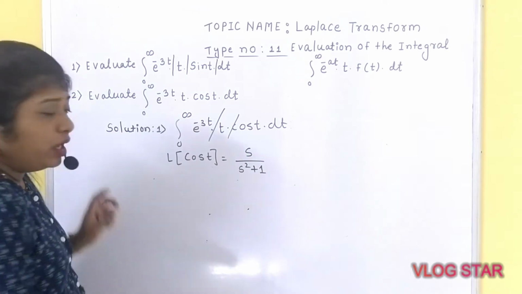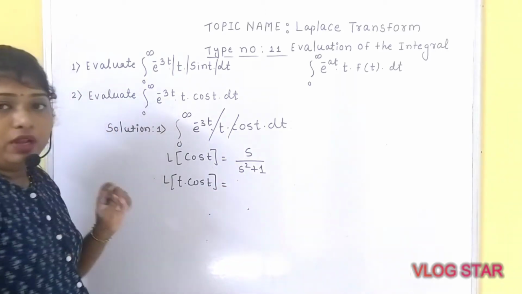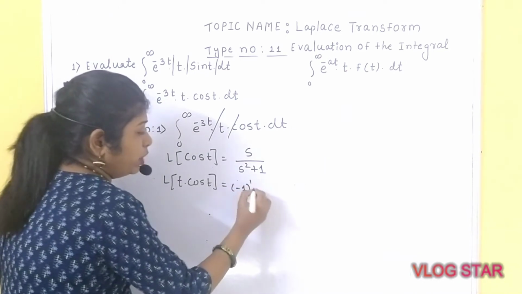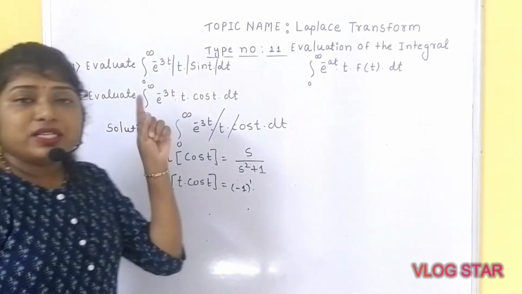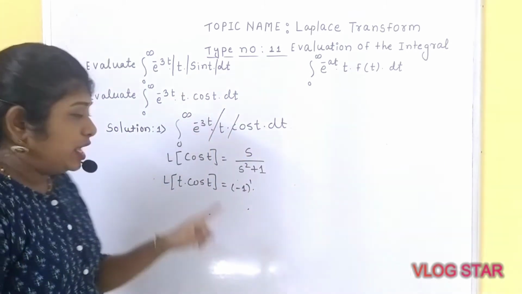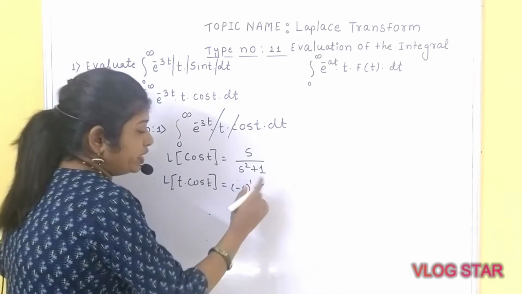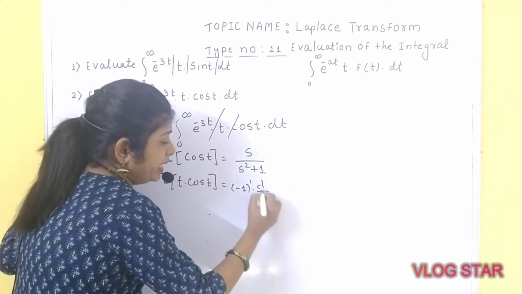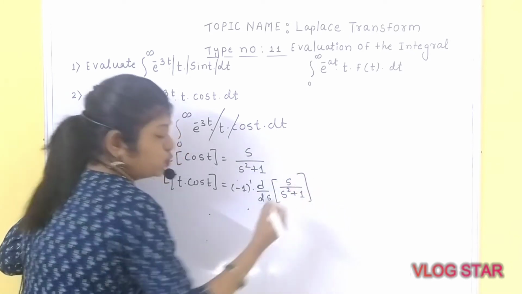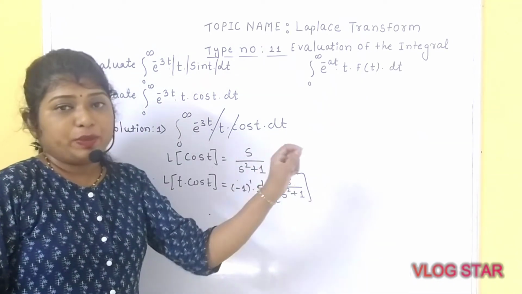The next step is what? You have to apply effect of multiplication by t rule. So as per the effect of multiplication by t, what would be the answer? What would be the formula you need to apply? Minus 1 raised to n d raised to n upon ds raised to n into phi of s. So here again the n value is 1. So you have to substitute minus 1 raised to 1 d upon ds inside the bracket s upon s square plus 1. I hope you have understood how to apply effect of multiplication by t.